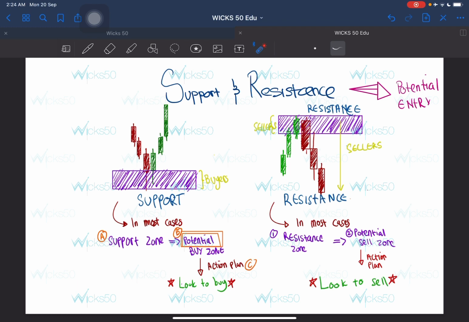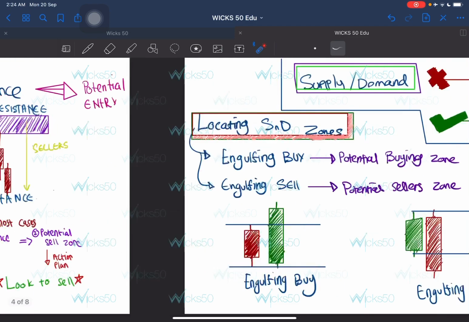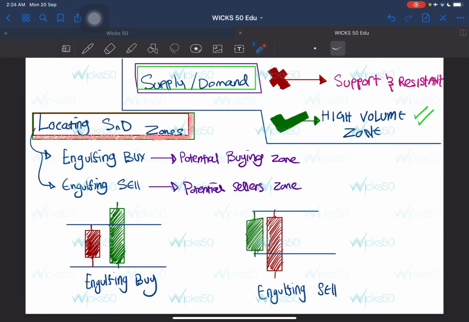But we're not going to be talking about entries. Now it's more towards how do you mark and how do you locate and identify a particular zone. So this is where we will go into the branch of how do we locate supply and demand zones, and later on, how do we find the support and resistance zone in the demand zone for you to get your entry. So, a very quick misconception: supply and demand zone does not mean it is a support and resistance zone.